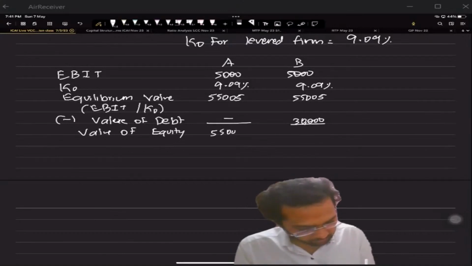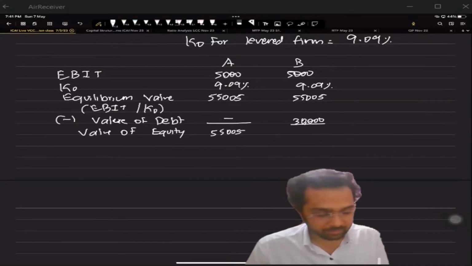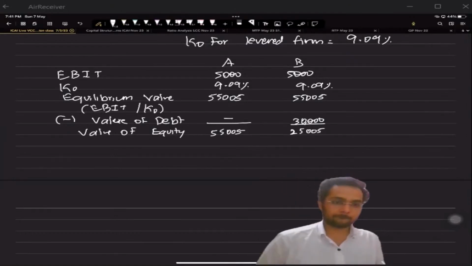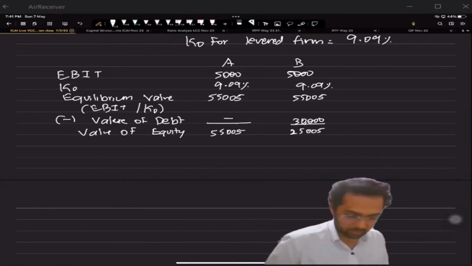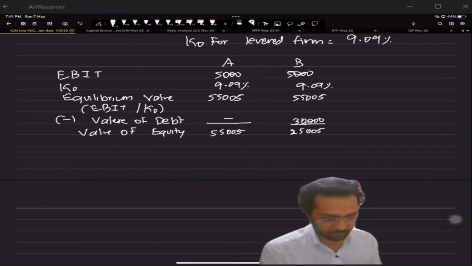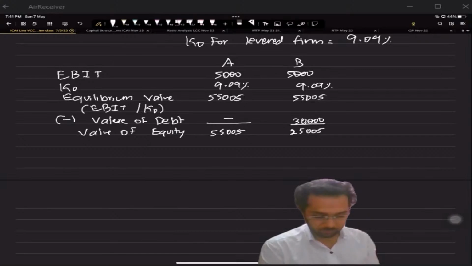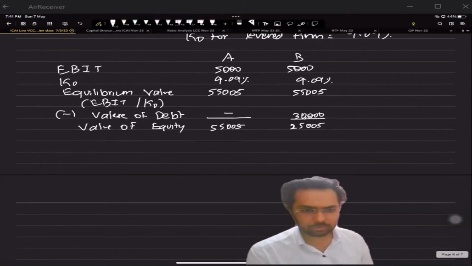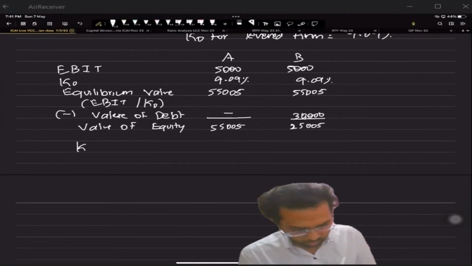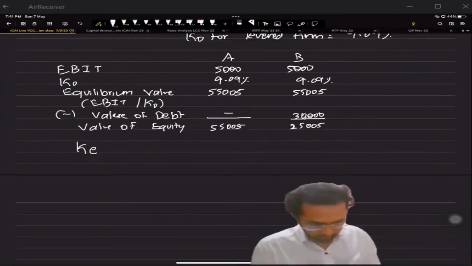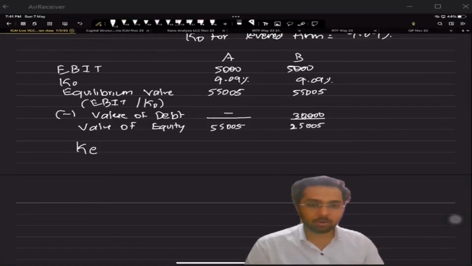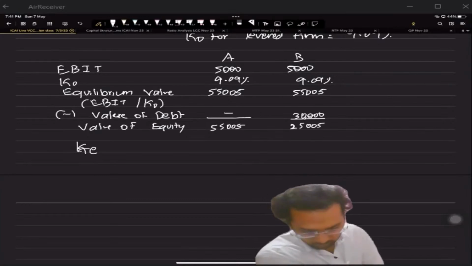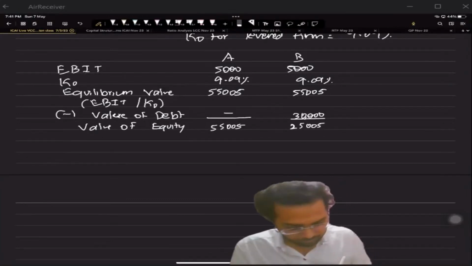This is 55,005 and this is 25,005. Right, so value of equity, we get 55,005 and 25,005. So now based on this, we can say K. For that K, I need to get the amount of the debt also, or I can say the amount of the PAT.